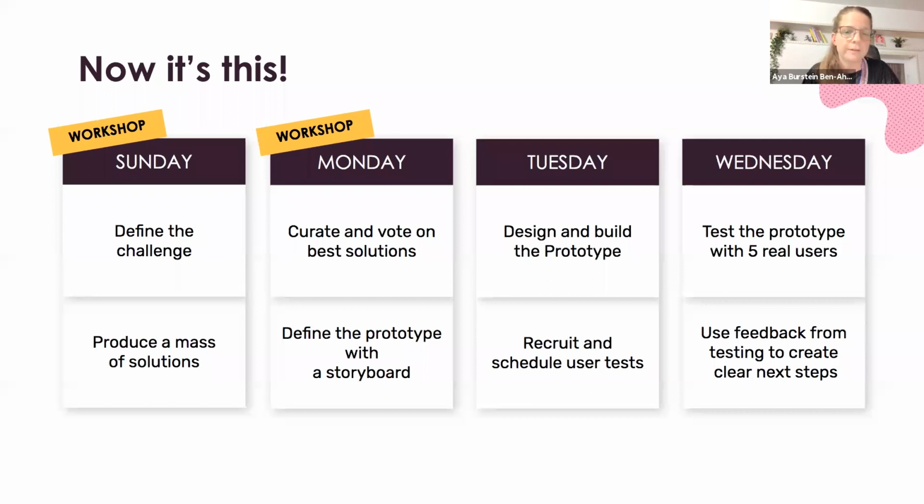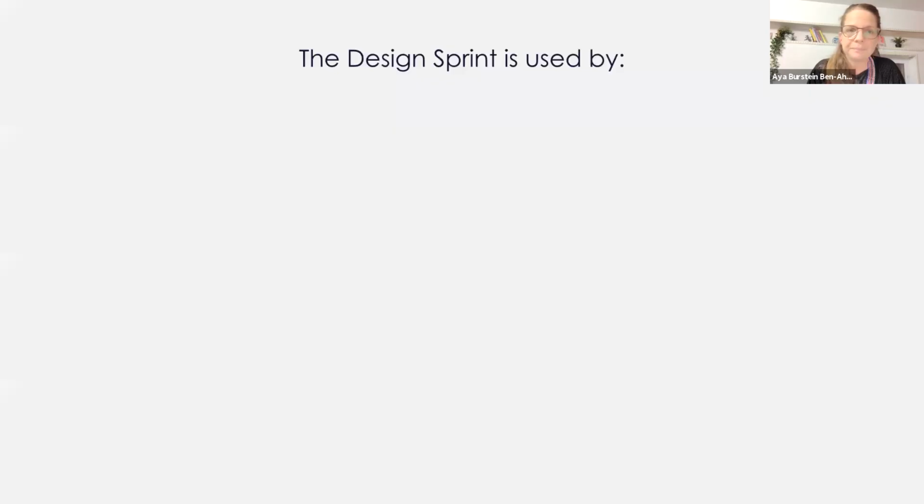On Wednesday, our design team starts building the prototype. We also make sure there is a representative from the sprint team, and we recruit relevant users and schedule interviews. On Thursday, we test the prototype in front of 5 users, and then we take the data we received from the users and formulate our recommendations for the relevant next steps.